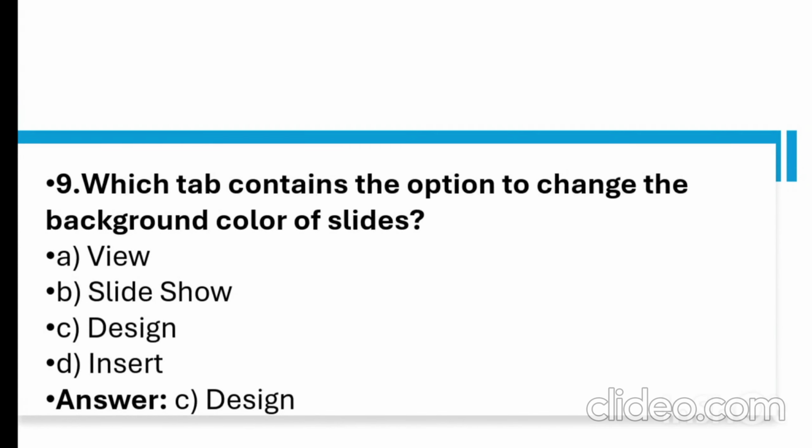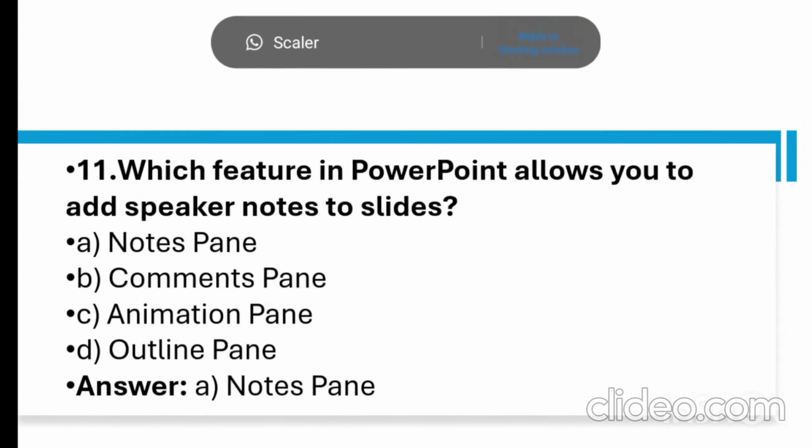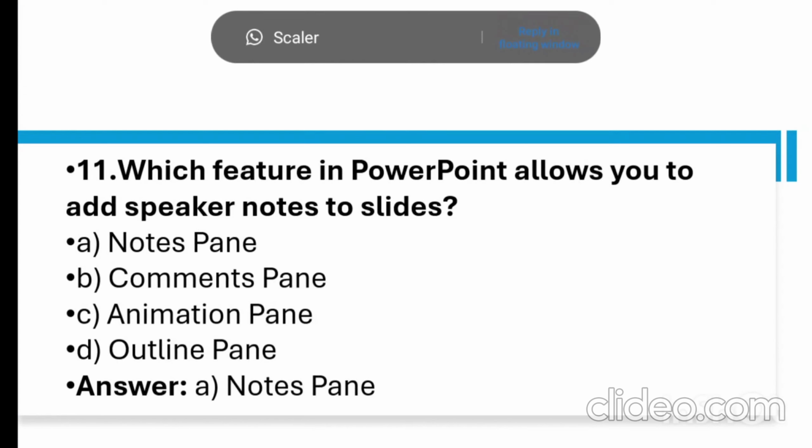Question number 9. Which tab contains the option to change the background color of slides? Options are A. View, B. Slideshow, C. Design, or D. Insert. So the correct answer is option C, Design. Question number 10. What is the default orientation of slides in PowerPoint? Options are A. Portrait, B. Landscape, C. Square, or D. Vertical. So the correct answer is option B, Landscape.